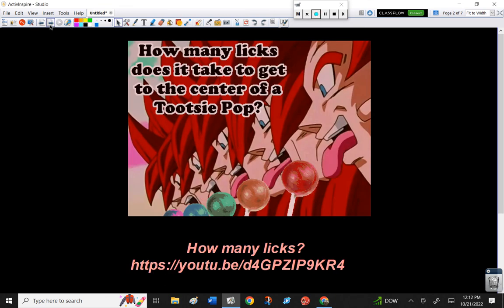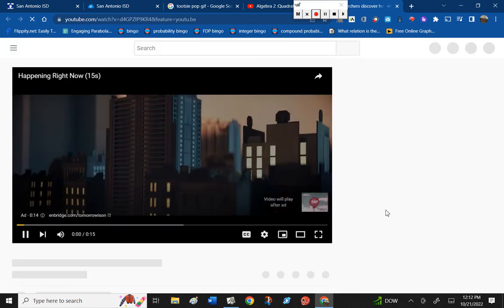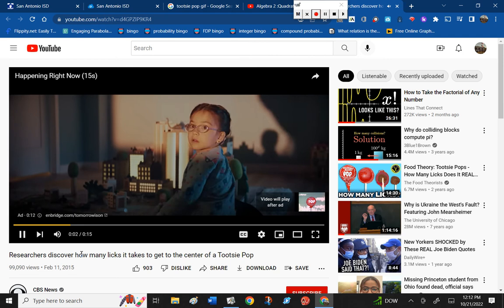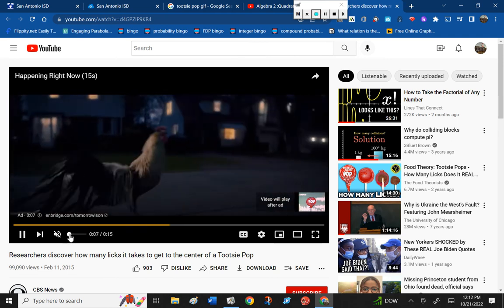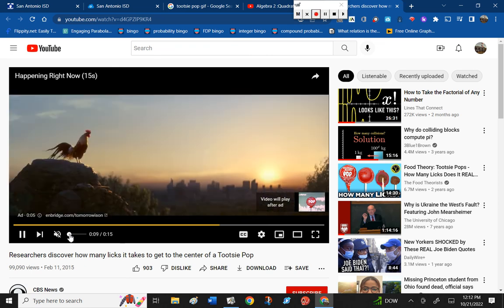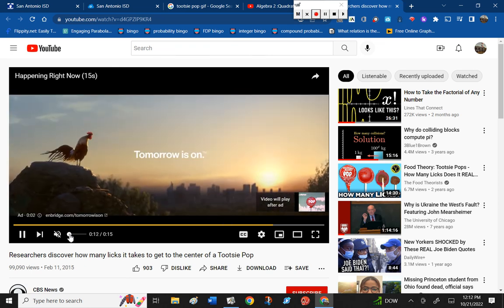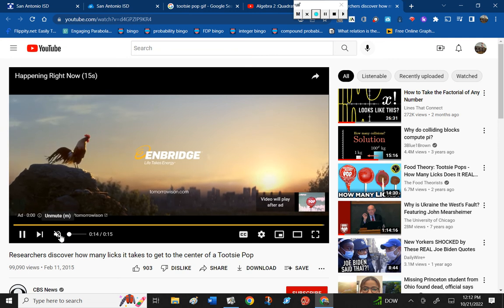So, how many licks does it take to get to the center of a Tootsie Pop? Yeah, this animation is kind of weird, but, you know, hey, it was on the internet, so I put it on here. So how many licks? Let's go ahead and look at a short video, ladies and gentlemen, and investigate that. Sorry if there's an ad happening right now. Let me mute the ads real quick. So yeah, I know there's a better way of doing this.